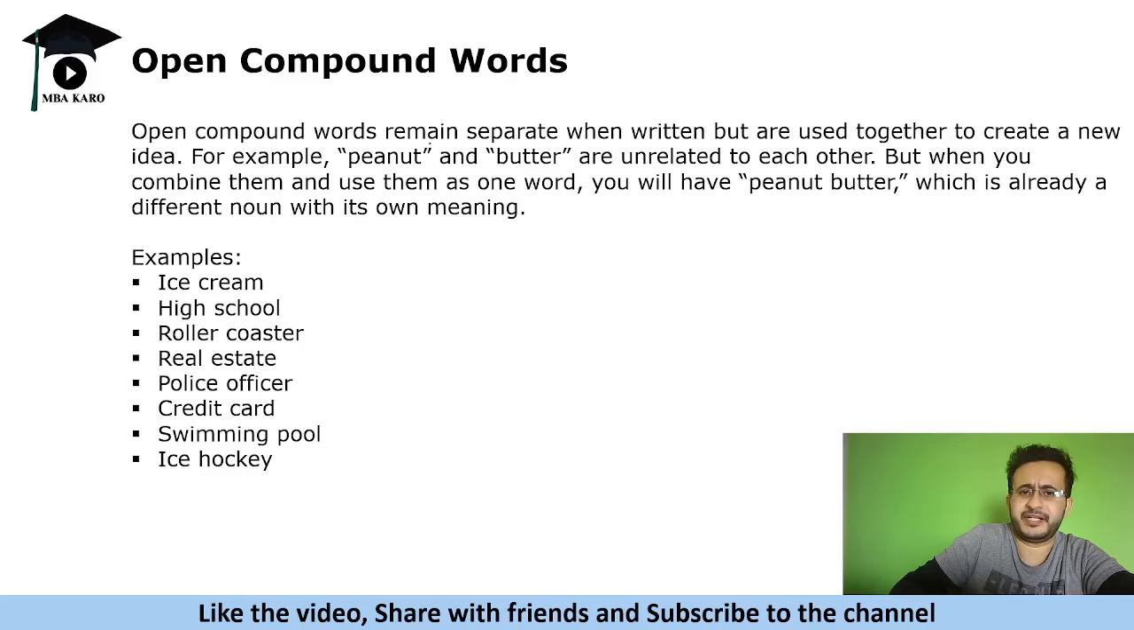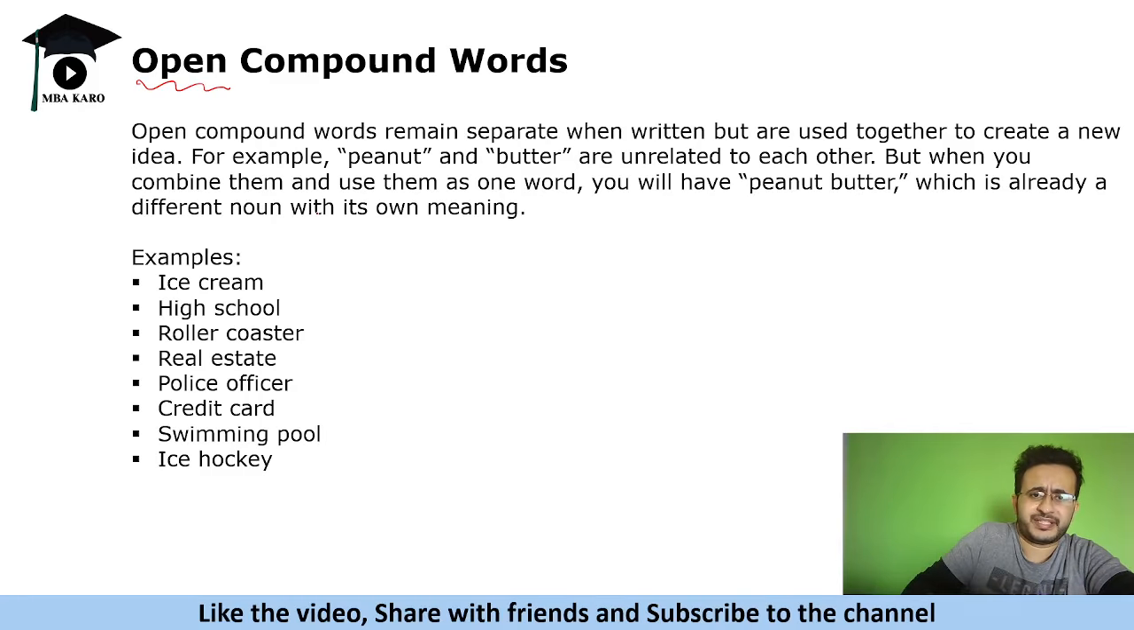For example, peanut and butter are two words. Okay, but when you combine them, it becomes a word, peanut butter. So it is not necessary that it is one word. There might be two words with a space in between. That is also considered as a compound word. So these are called open compound words.